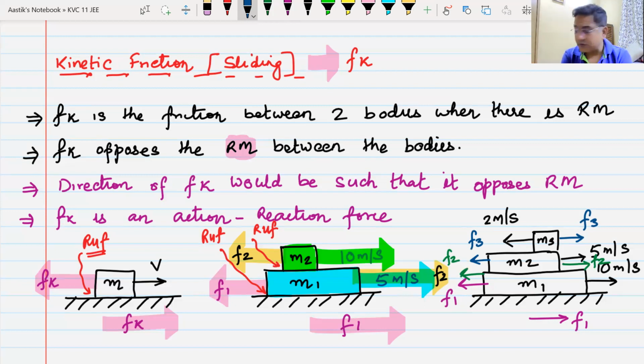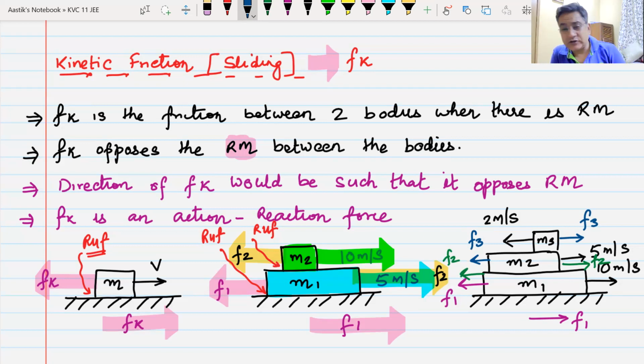Remember, it does not depend on which direction they are moving. It basically depends on how they are moving with respect to each other. Yes or no? We have to see how they are moving with respect to each other and then find out what will be the direction of frictional force. It has got nothing to do with force. There may be force, there may not be force. It depends on the direction of their relative motion. Everyone understands this? We'll move ahead with this friction.